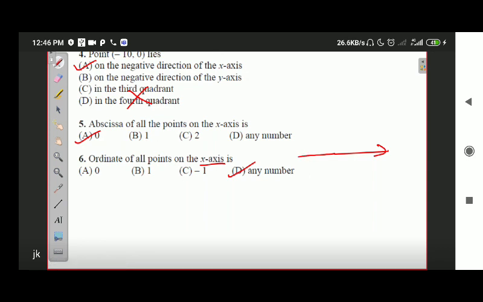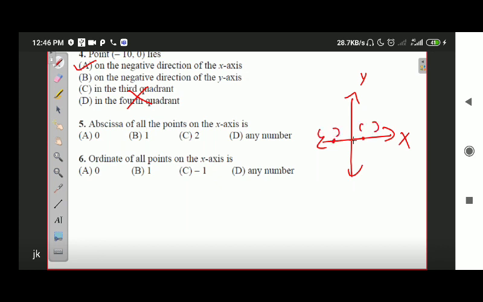Okay, let's take question number 5 again, with an example. This is the x-axis, this is the y-axis. The abscissa of any point on the x-axis can be any number. But the ordinate of any point on the x-axis will be 0. Ordinate of all points on the x-axis will be 0. Abscissa of all points on the x-axis will be any number.